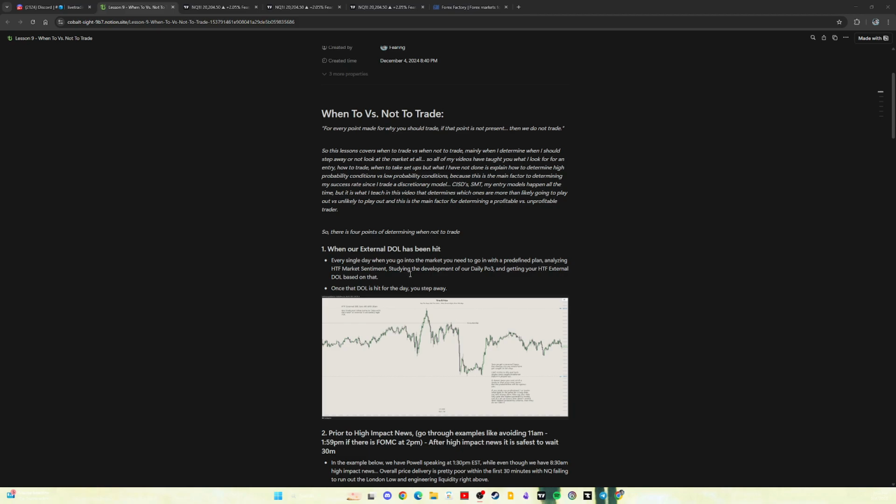So first one, when our external draw on liquidity has been hit. Every single day, we go into the market with a predefined plan. Analyze the higher time frame market sentiment, aka the basics of the market structure. Are we making higher highs, higher lows? Are we making lower highs, lower lows? Are we bullish? Are we bearish?